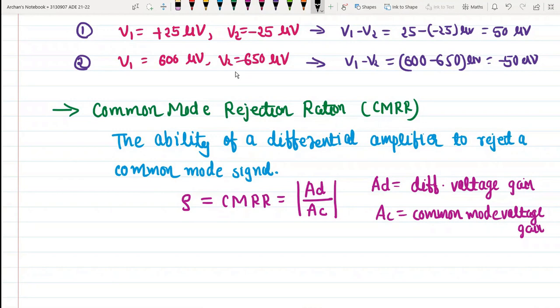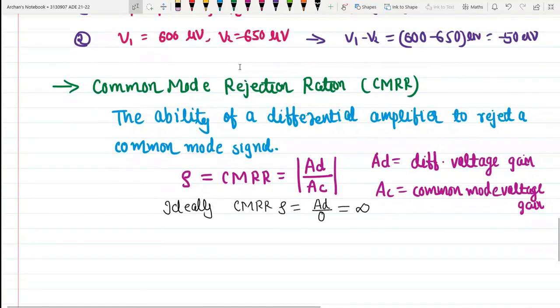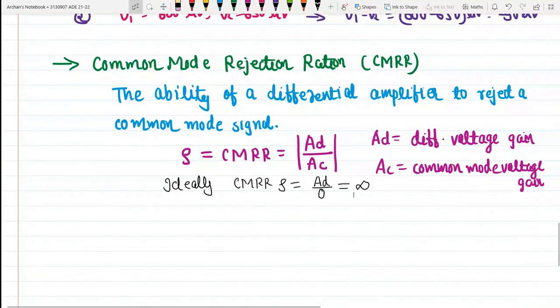Okay. If I talk about the ideal case, ideally what will happen? CMRR rho will be equal to AD by AC. AD we will have some large value and AC is equal to 0. So 1 over 0 becomes infinite, and that is why the ideal value of common mode rejection ratio would be infinite. Okay. But for a practical differential amplifier, this AD is large and AC is small. Hence, the value of CMRR will also be very large.